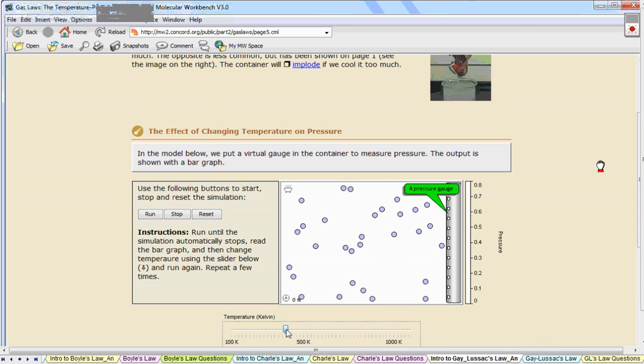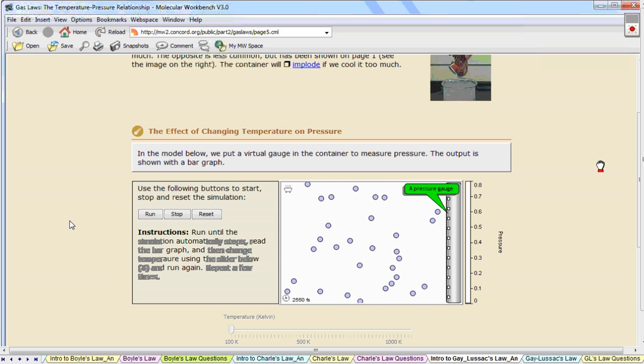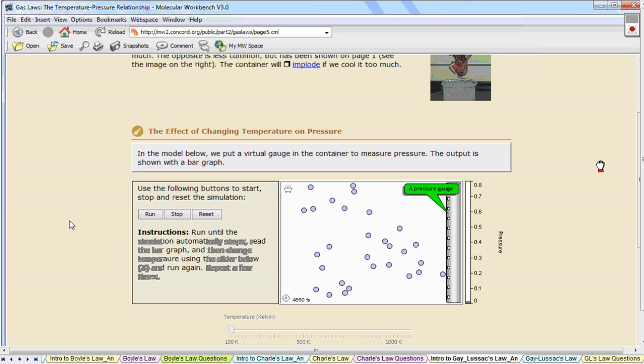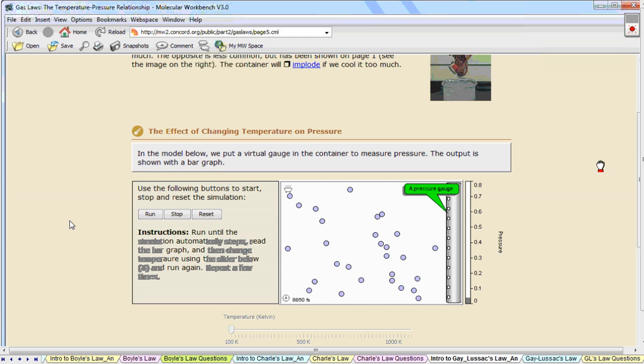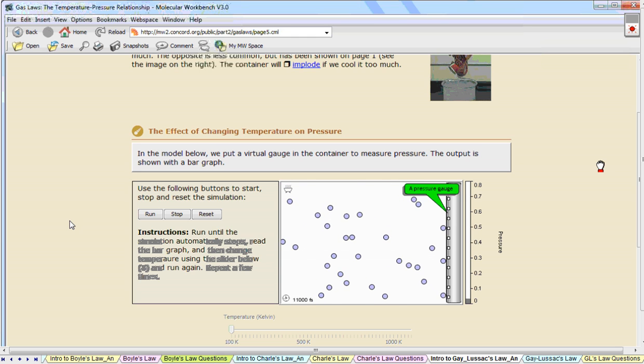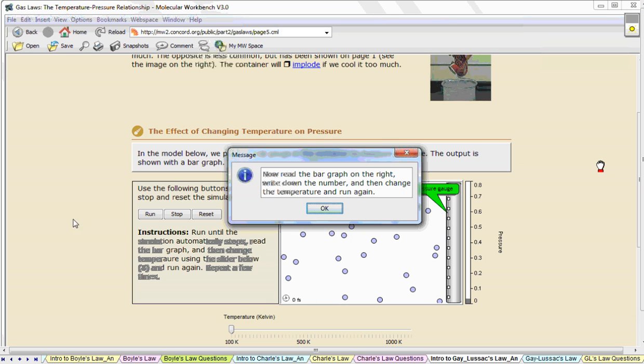So in this simulation, we can see that we have a volume of gas. It's going to be a set volume. We have a pressure gauge, and we can alter the temperature. So we've initially started the temperature at 100 Kelvin, and we can notice that the gas particles aren't moving super fast, and consequently there's pretty low pressure, about 0.2 units of pressure at this temperature.